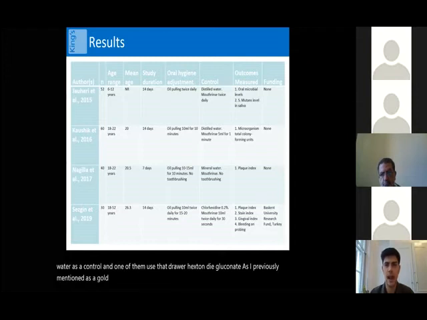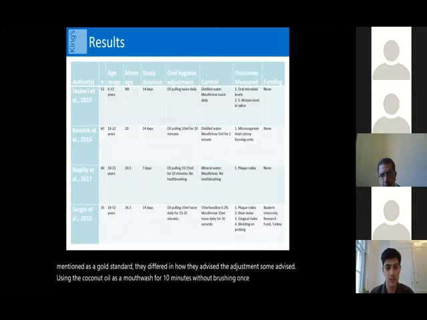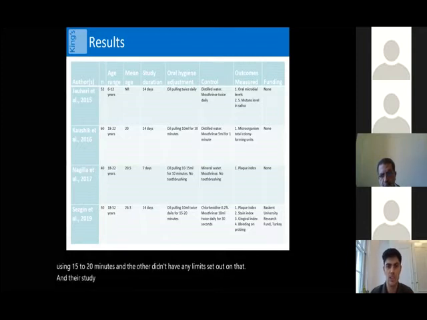They differed in how they advised the application. Some advised using the coconut oil as a mouthwash for 10 minutes without brushing. One study advised using it for 15 to 20 minutes, and the other didn't have any limit set out on that. And the study duration ranged from about 7 to 14 days.